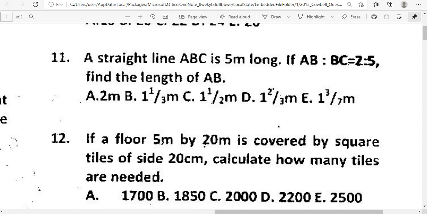Number 11, read. A straight line ABC is 5 meters long. If AB ratio BC equals 2:5, find the length of AB. Read again. A straight line ABC is 5 meters long. If AB ratio BC equals 2:5, find the length of AB. One minute.